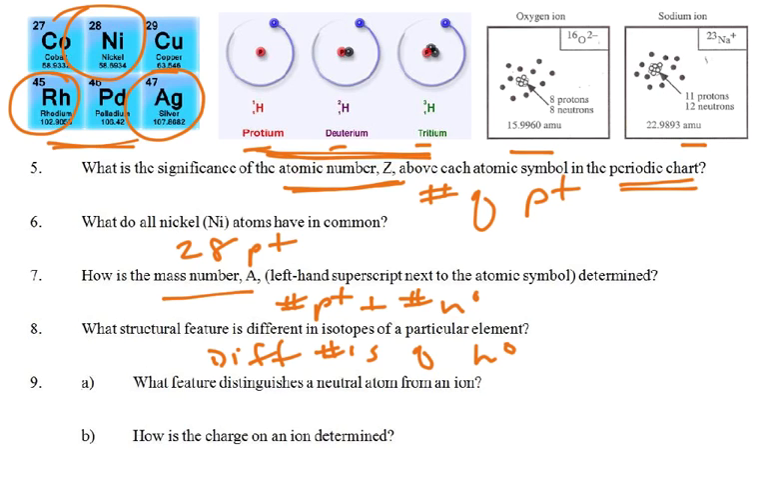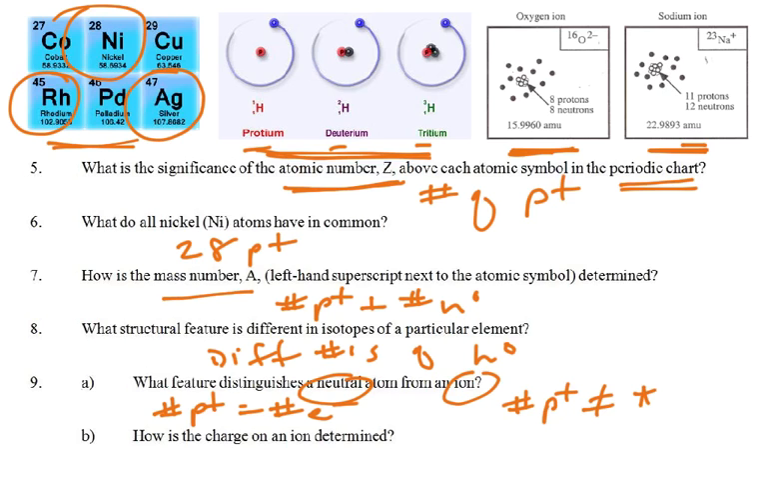Now, what feature distinguishes a neutral atom from an ion? Here we have a couple of ions, and in the full page, or when we went back to carbon, we can see that the number of protons equals the number of electrons in the neutral atom, and in the ion, they're different. The number of protons does not equal the number of electrons.